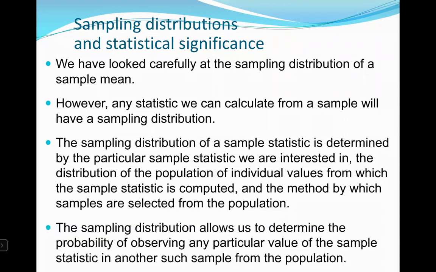The sampling distribution allows us to determine the probability of observing any particular value from the sample statistic in another such sample from the population.